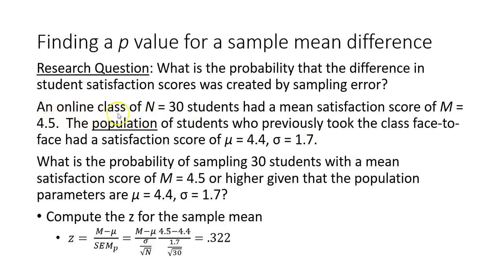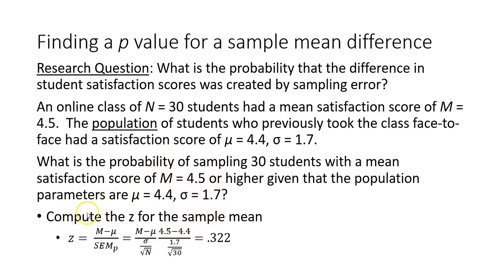We've got an online class with 30 kids in it. Their mean satisfaction score is 4.5. And I want to compare that sample of scores to the population of every other student who's ever taken that class before. And there are their parameters, 4.4 and 1.7. And then this is the research question, just worded slightly differently.